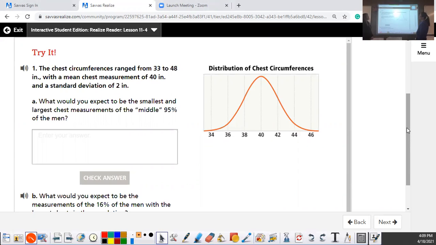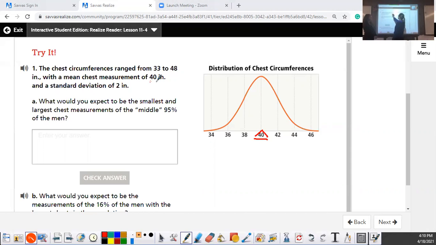So the chest circumferences range from 33 to 48 inches with a mean chest size of 40. As we're building our sketch, we've got 40 in the middle as that tipping point. Scottish men's chests. What would you expect to be the smallest and largest chest measurements of the middle 95%? The light bulb comes on when I see 95% of the mean.